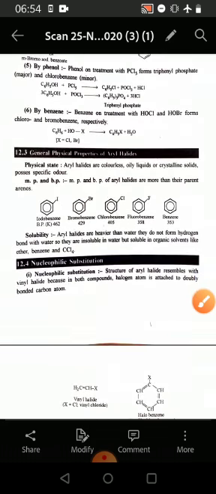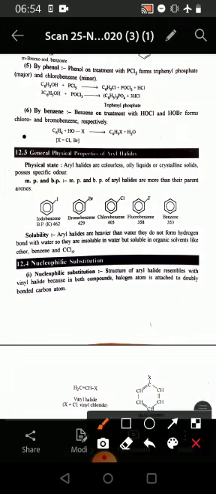Next we come to benzene. Benzene on treatment with HOCl and HOBr forms chlorobenzene and bromobenzene.